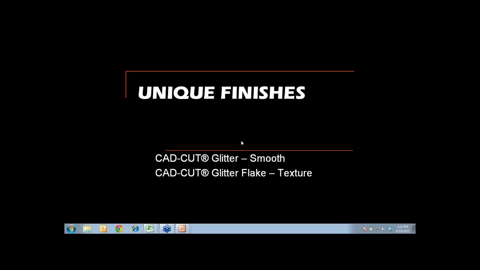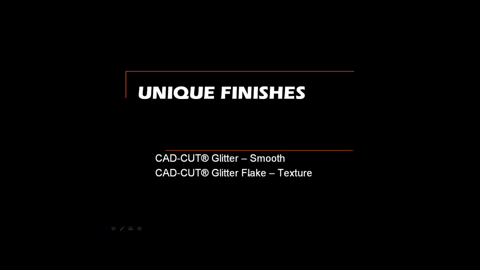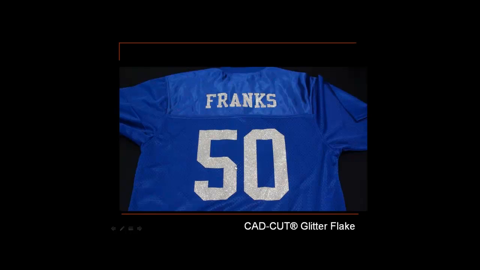And so in the glitter category, there are two types. There's a standard glitter, which is a smooth finish glitter, and then there's also a glitter flake material, which is a high density textured glitter. Now let's show you some photos of both of those. The glitter flake is, there's a lot of uses for it.